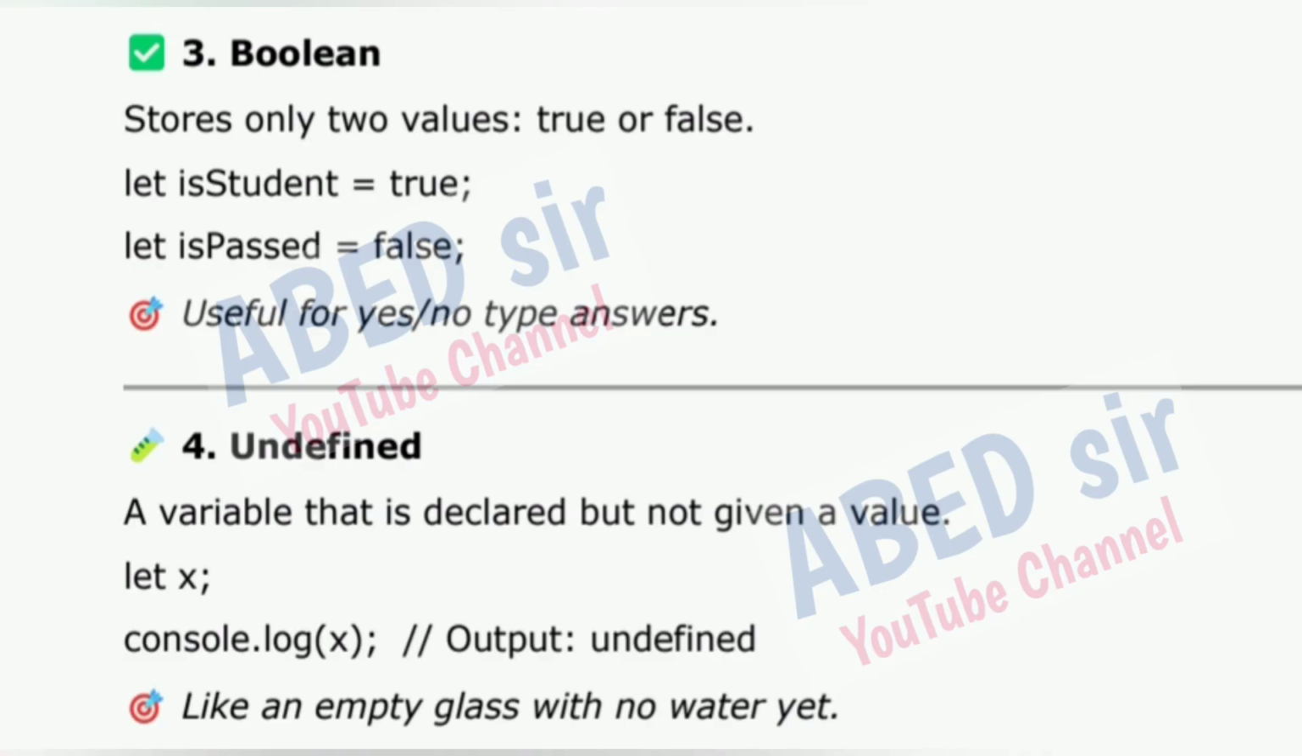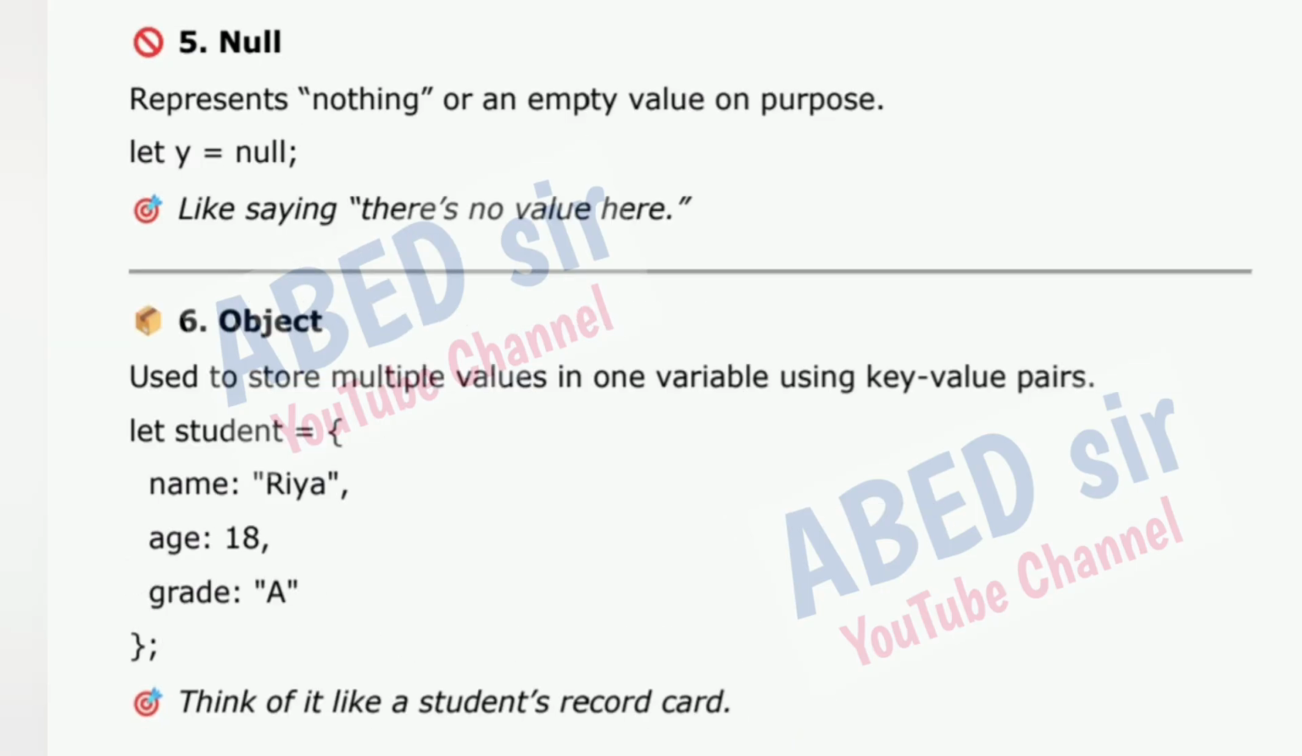4. Undefined. A variable that is declared but not given a value. let x; console.log(x) outputs undefined. Like an empty glass with no water yet. 5. Null. Represents nothing or an empty value on purpose. let y = null. Like saying there's no value here.